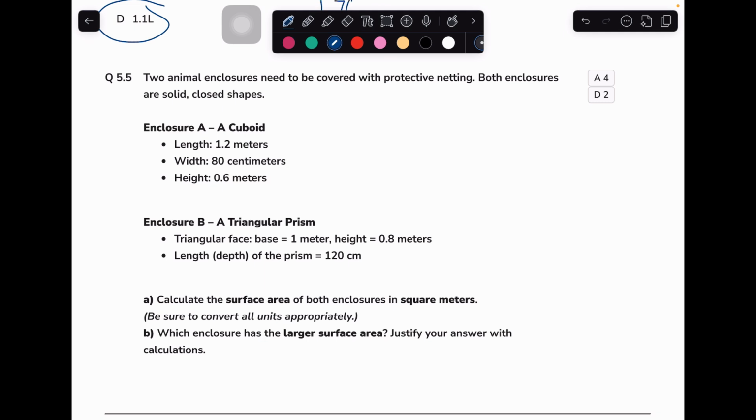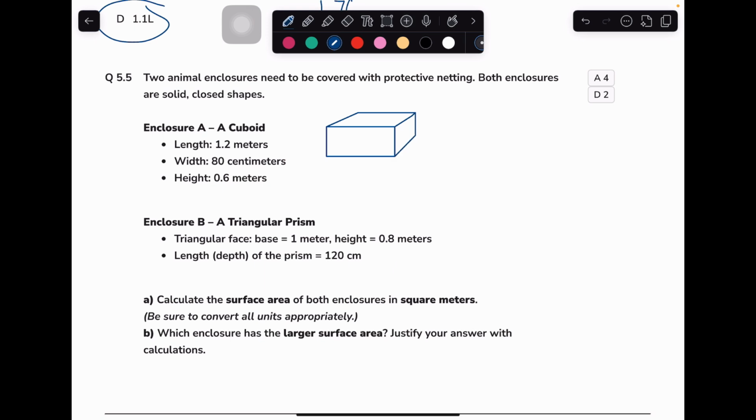Both enclosures are solid, closed shapes. Okay, so enclosure A is a cuboid. So if you want to make a quick sketch, you absolutely can do. Sometimes it just helps to visualize what is happening. Okay, sometimes you don't need this. It's personal preference, really.